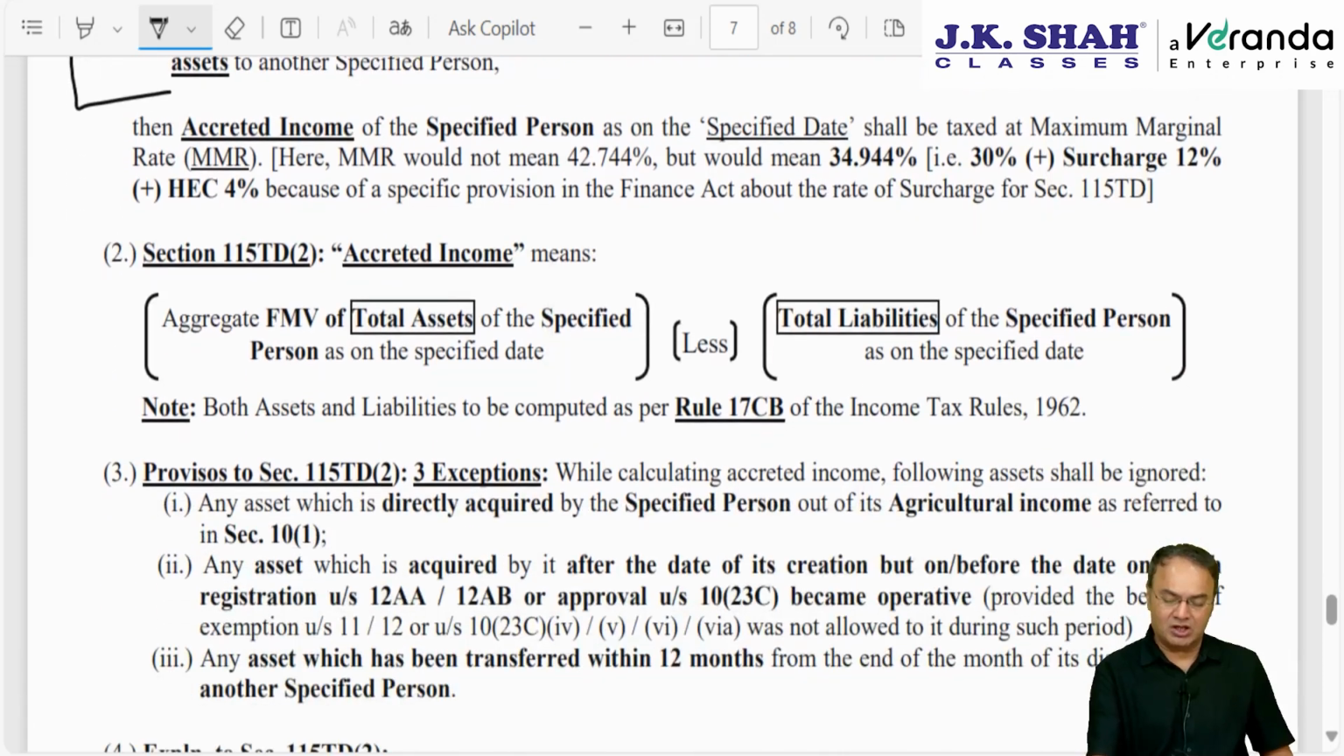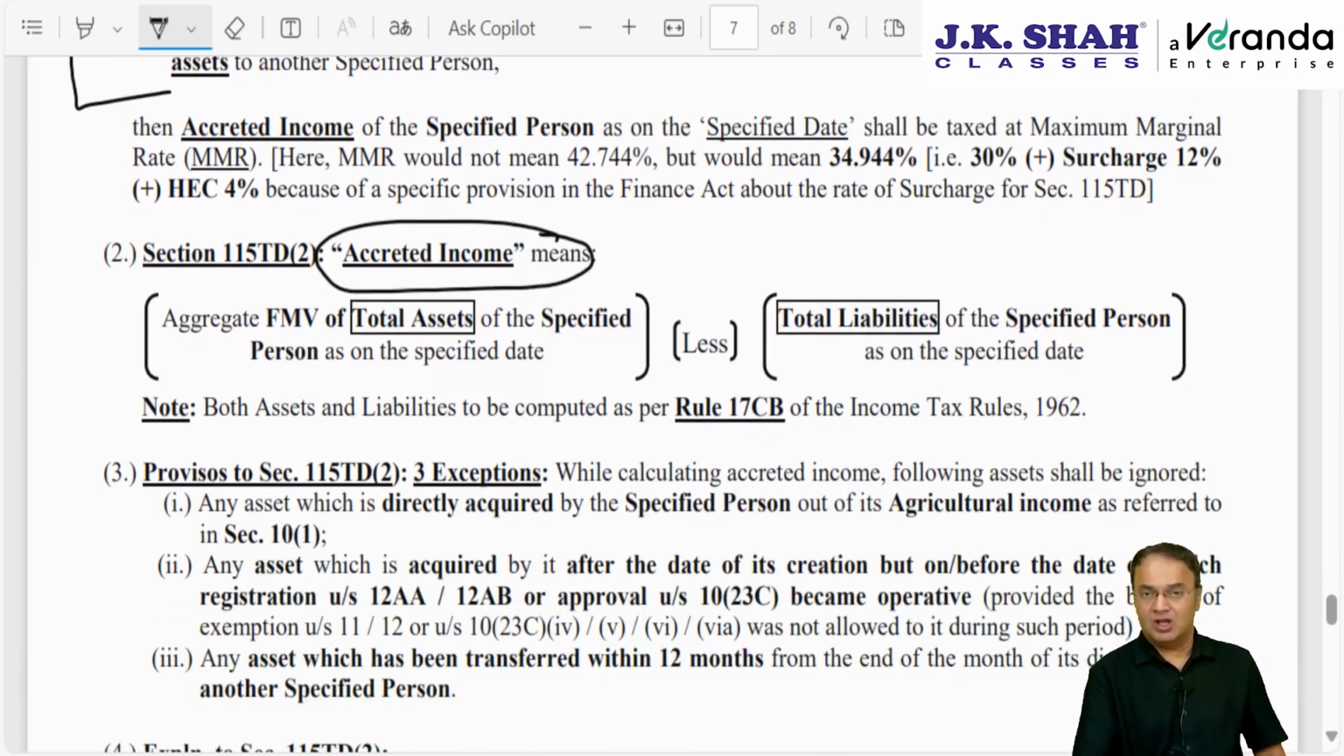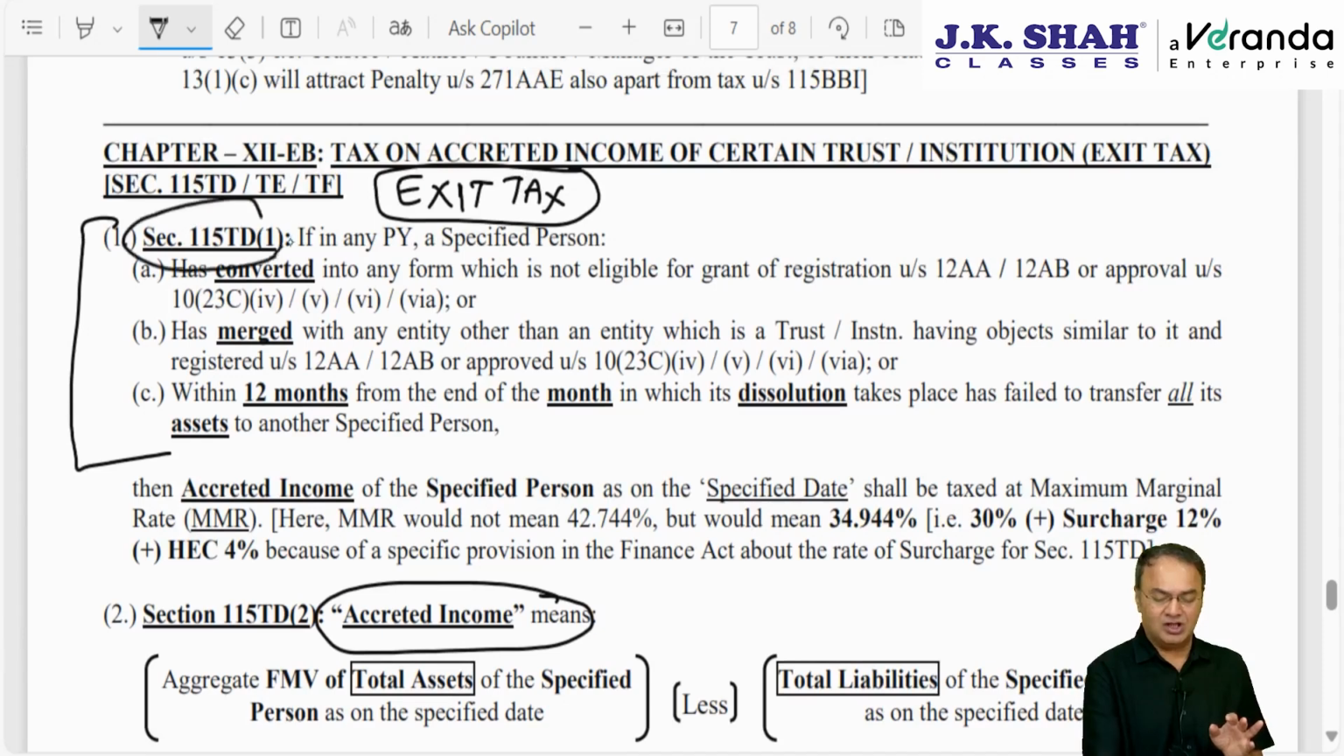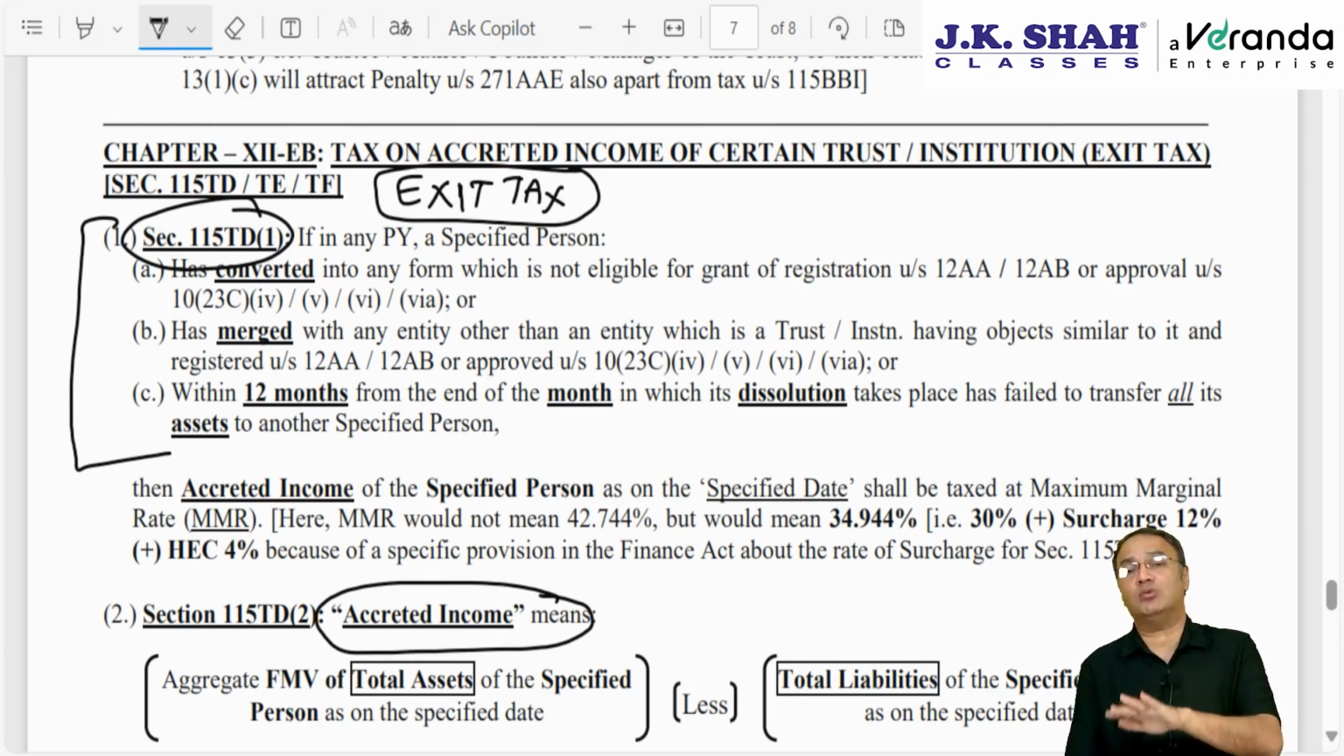What is accreted income? Accreted income first of all means assets minus liabilities as on the specified date. Simply the net worth of the trust as on the date of violation. Which violation? 3 violations given in 115TD subsection 1. What are these 3 violations, that we will discuss. But the concept is applicable to a specified person. Earlier it was applicable only to the public, charitable or religious trust registered under 12AA or 12AB. It was only for trusts.